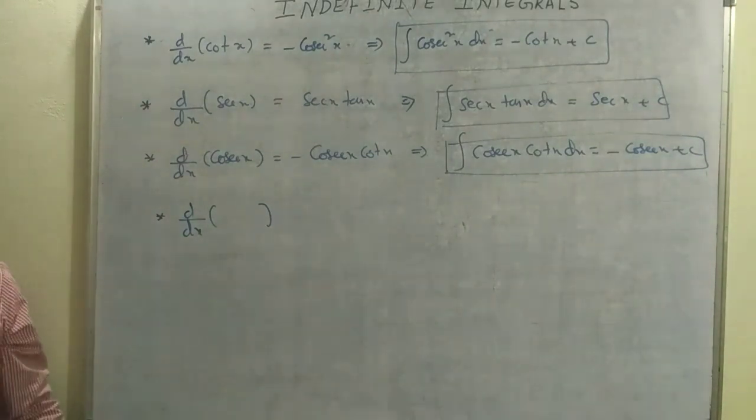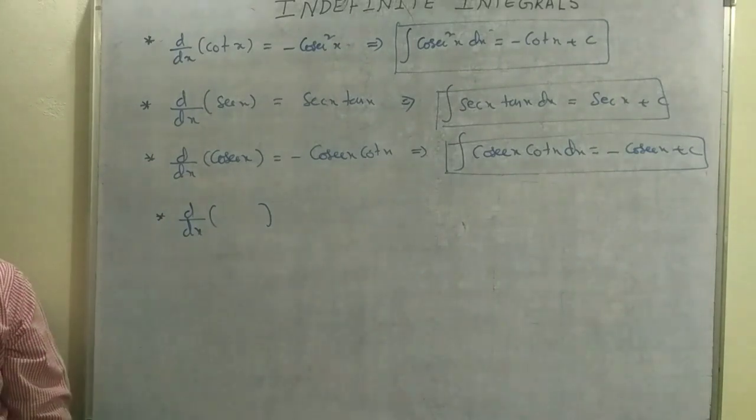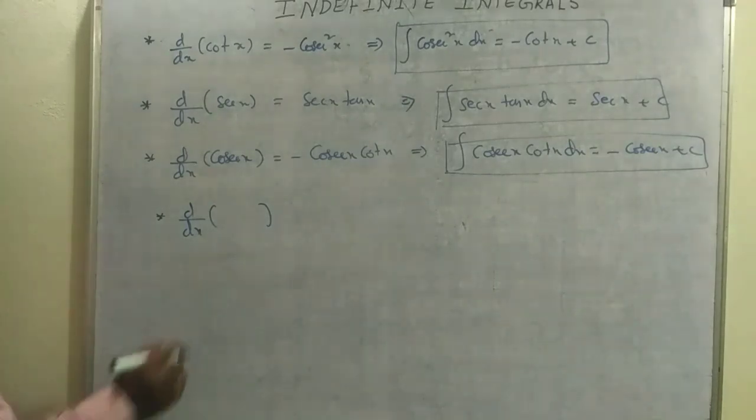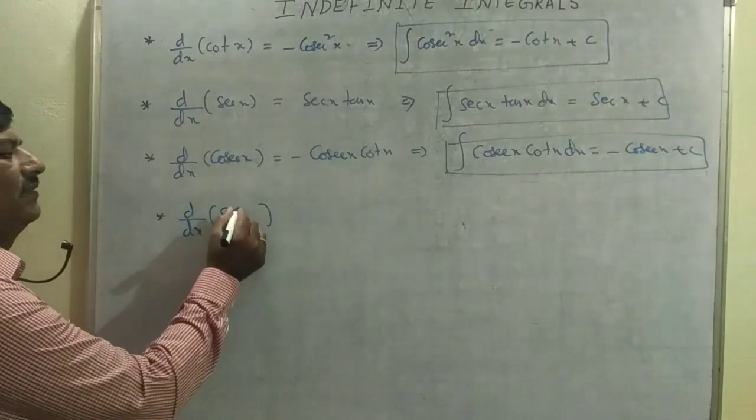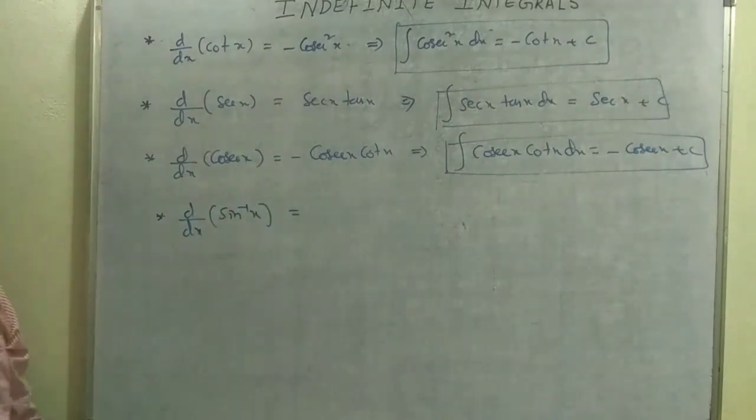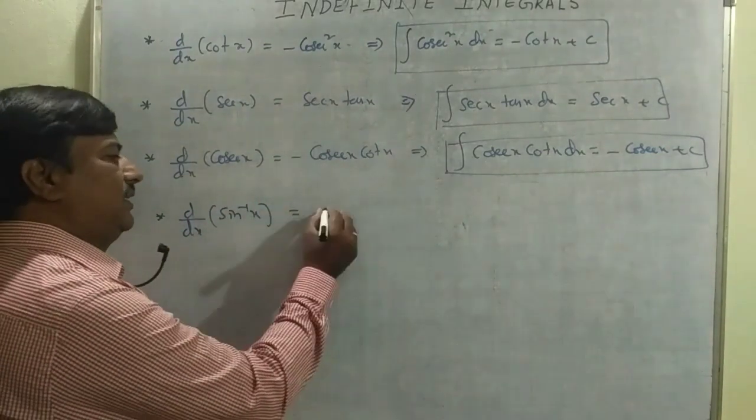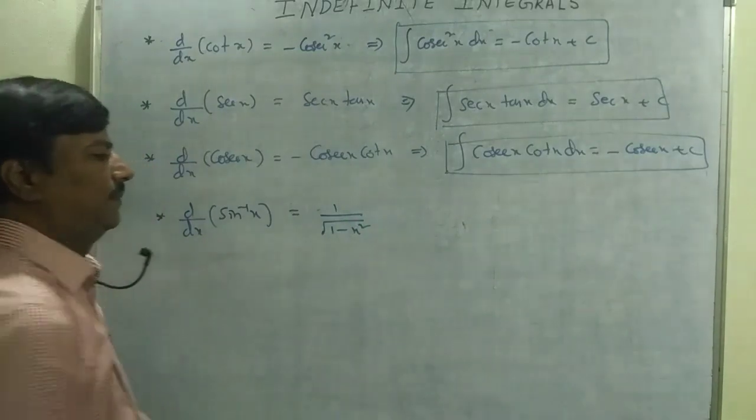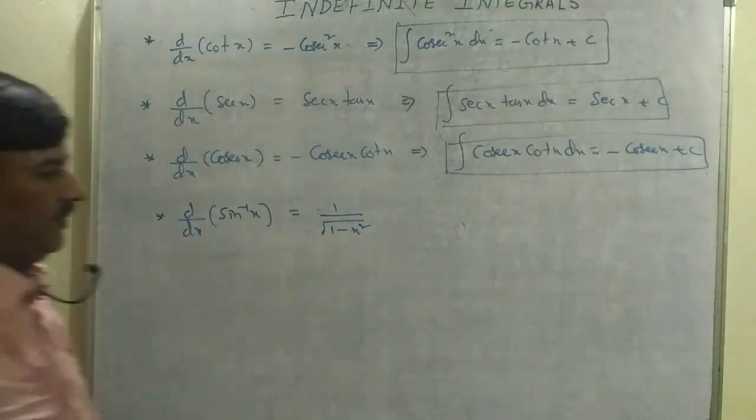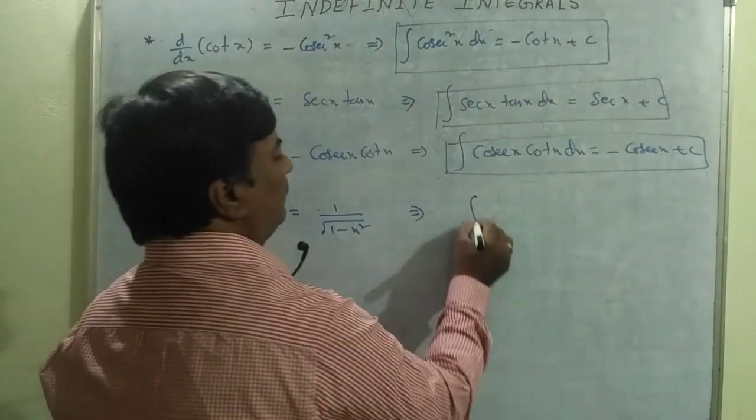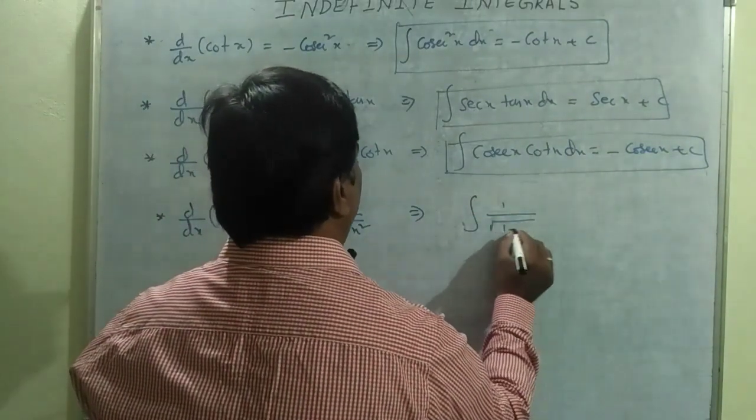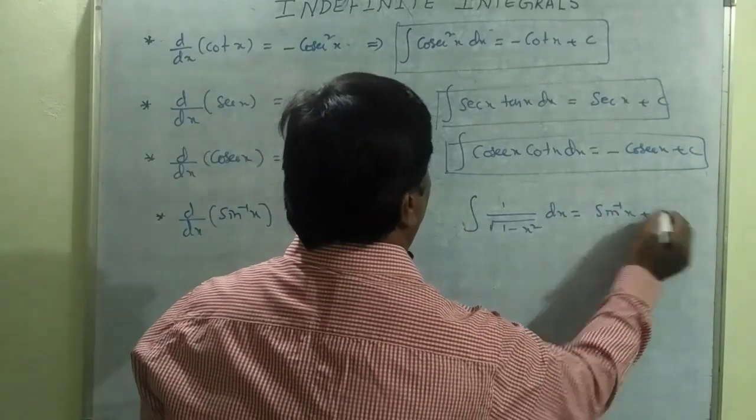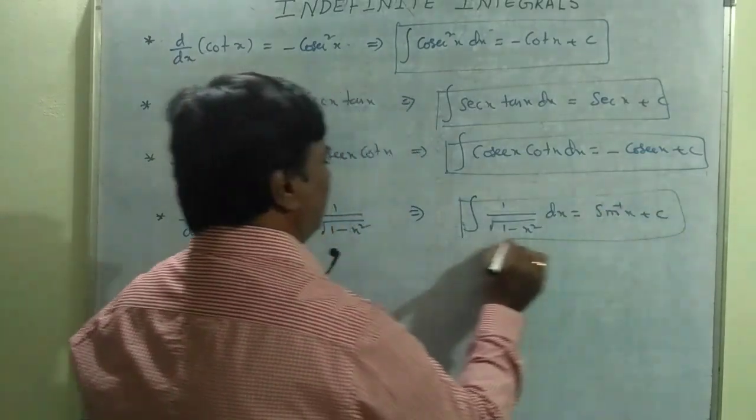And again we go to the next set of formulas, that is inverse trigonometric functions. The first formula: the derivative of sine inverse of x is 1 by root of 1 minus x square. Integration is the reverse process of differentiation, so the integral of 1 by root of 1 minus x square dx is equal to sine inverse of x plus c.